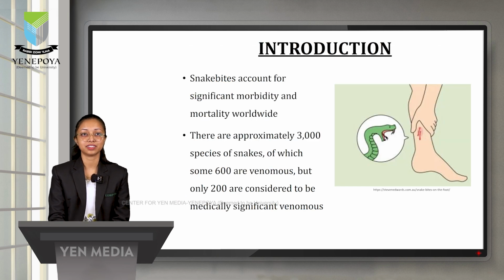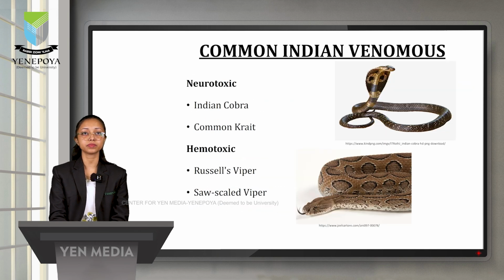Now, introduction. Snake bite accounts for significant morbidity and mortality worldwide. There are approximately 3000 species of snakes, of which some 600 are venomous but only 200 are considered to be medically significant venomous. Common Indian venomous snakes are of two types, neurotoxic and hemotoxic. Under neurotoxic, Indian cobra and common krait. Under hemotoxic, Russell's viper and saw-scaled viper.